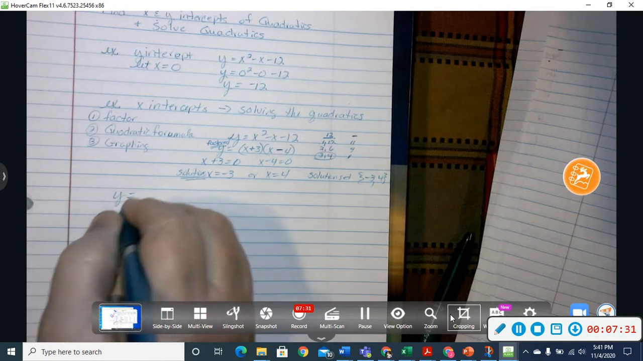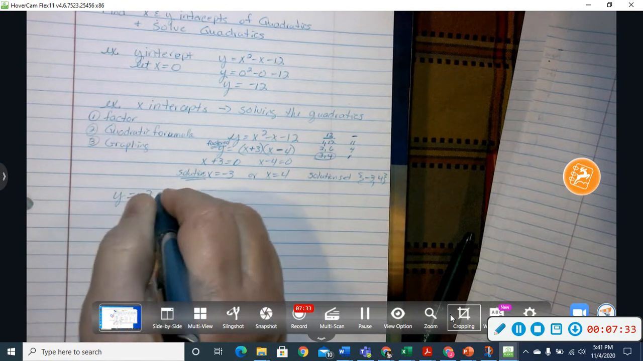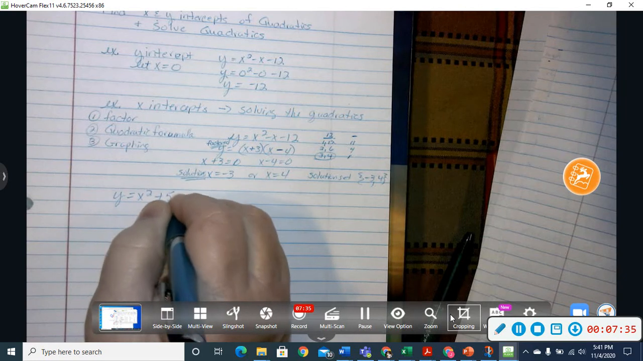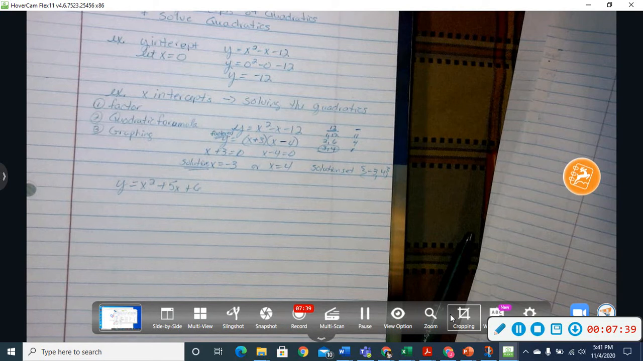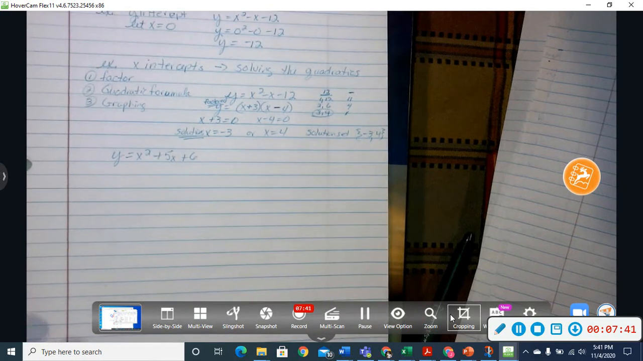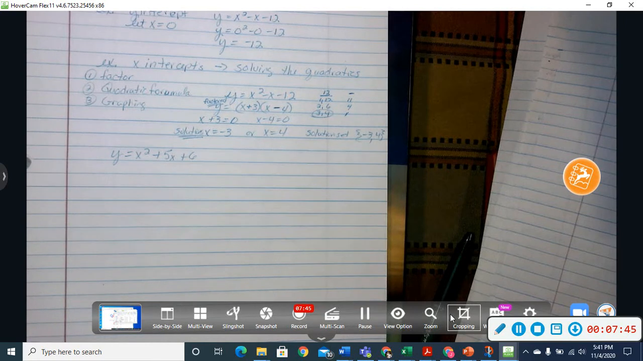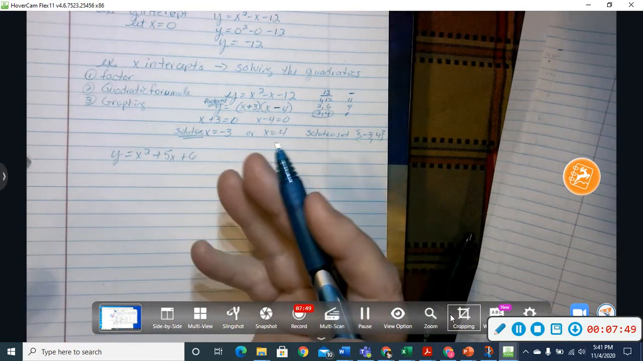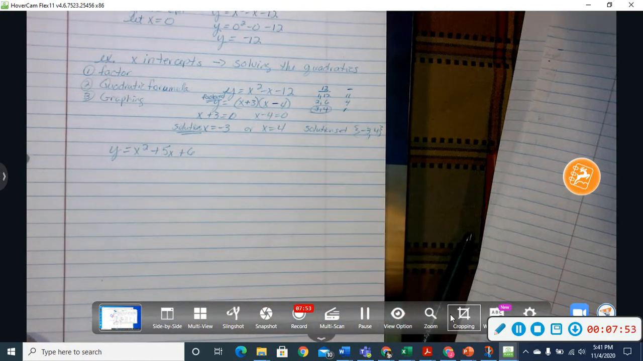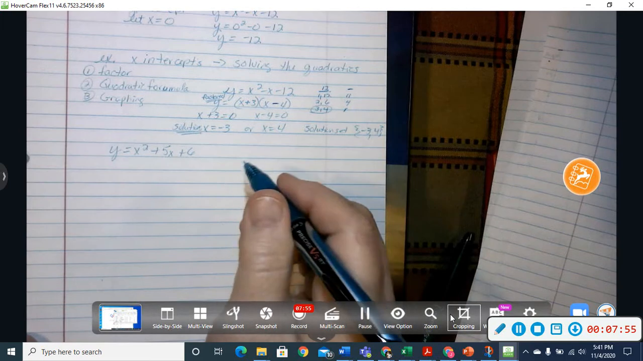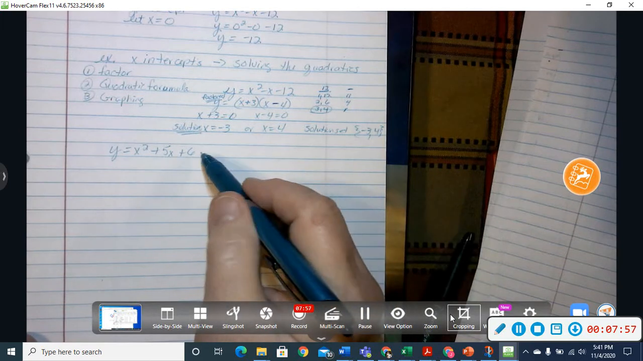y equals x squared plus 5x plus 6. And anytime we can factor, that's usually the quickest method to solve a quadratic. As you practice factoring, it tends to get easier. For you folks, it's probably going to be a refresher course in how to do it.